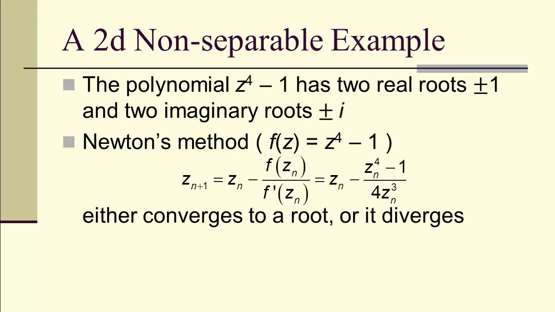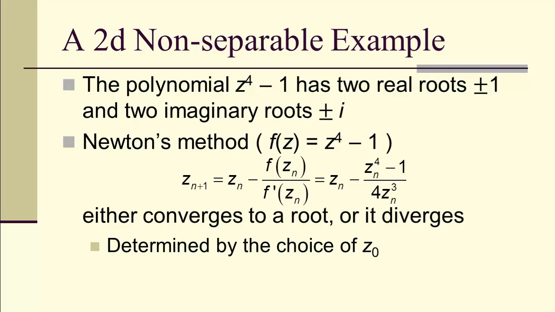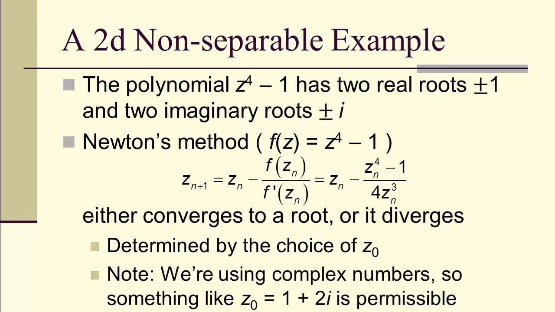So when we do Newton's method, there's only 5 possibilities. It can converge to one of the 4 roots, or it may diverge. And this is going to be determined by whatever our choice of z0 is. So we're using complex numbers here. So when I think of z0, I want to think of things like 1 plus 2i, things like that.